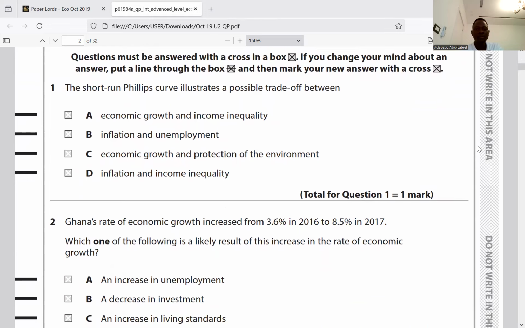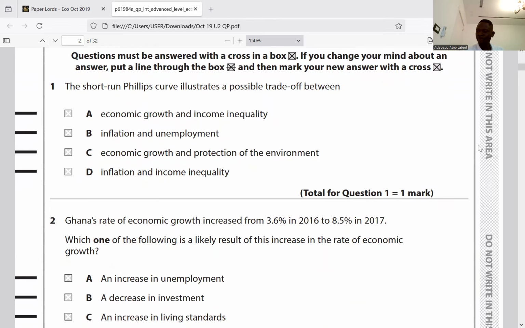A, C, and D are not related to the Phillips curve. All of them. They are related to macroeconomic objectives, right? Great. So economic growth, income inequality, economic growth and protection of the environment, inflation and income inequality are all macroeconomic objectives. Yes or no? Good.